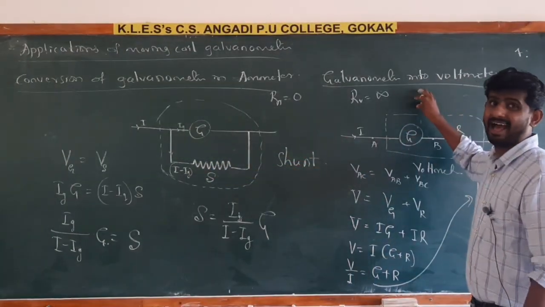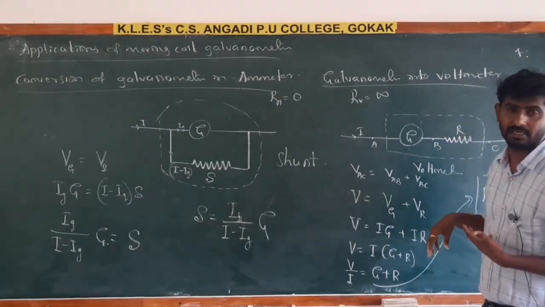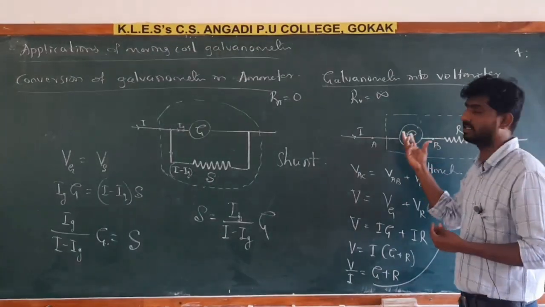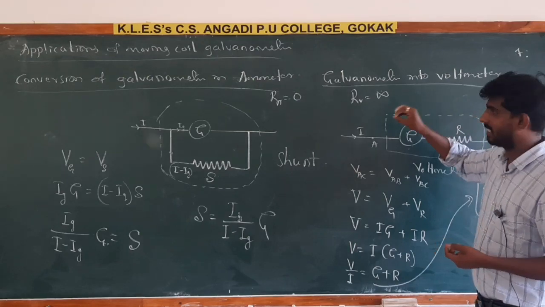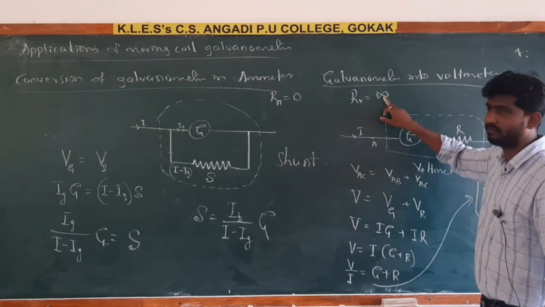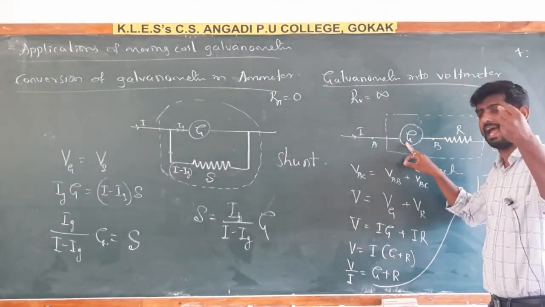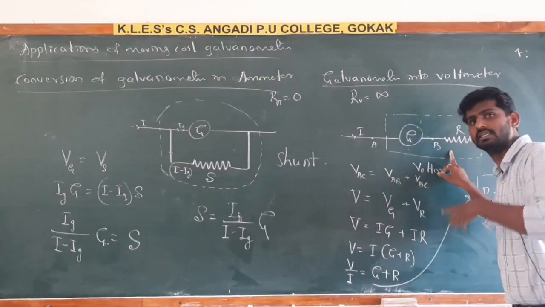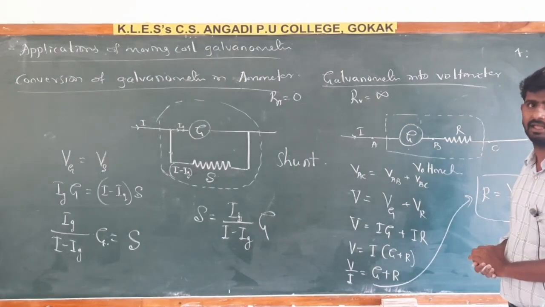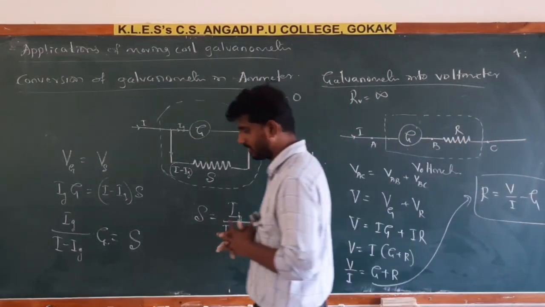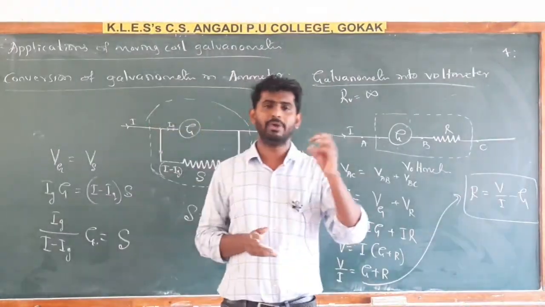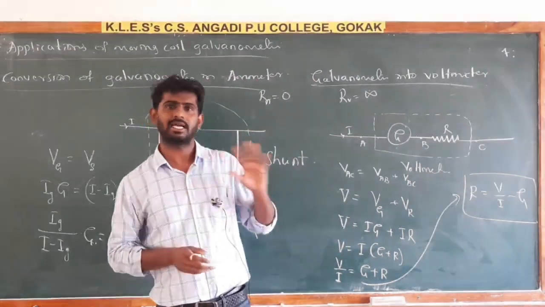Why do you use the large resistance, higher value resistance here? Because for an ideal case, the resistance of a voltmeter is infinity. I want to increase the resistance of the galvanometer. So that's why I am using a very high resistance and connecting it in series. Is it clear? Okay. So with these points, the topic moving charges and magnetism is completed.